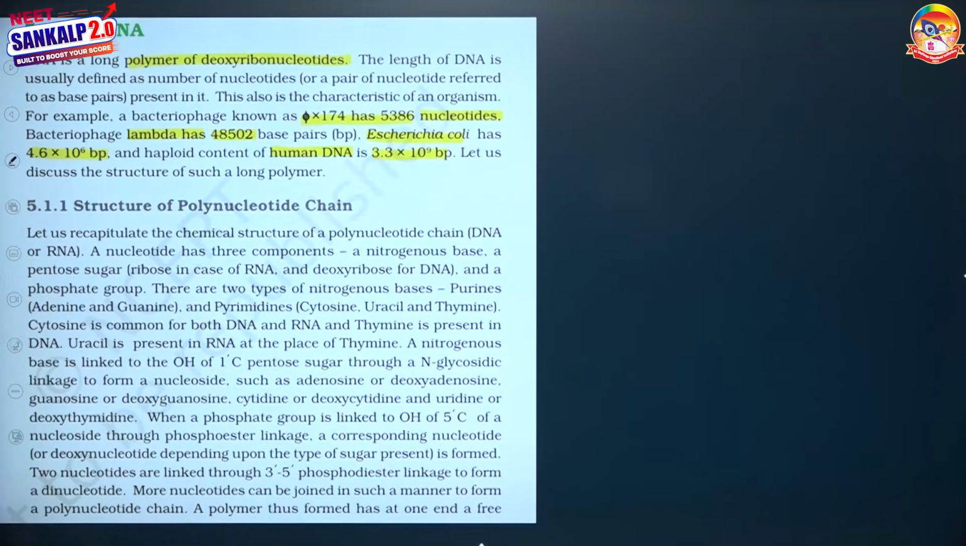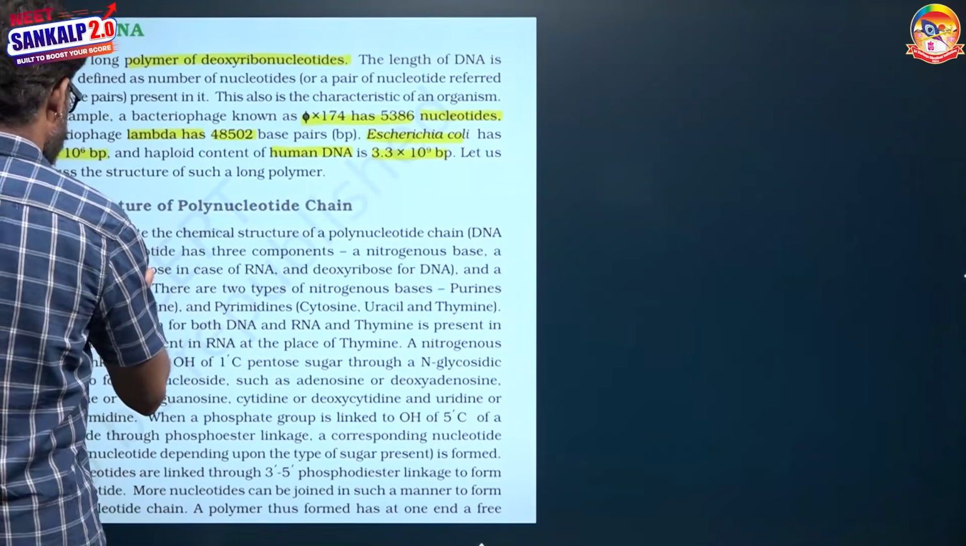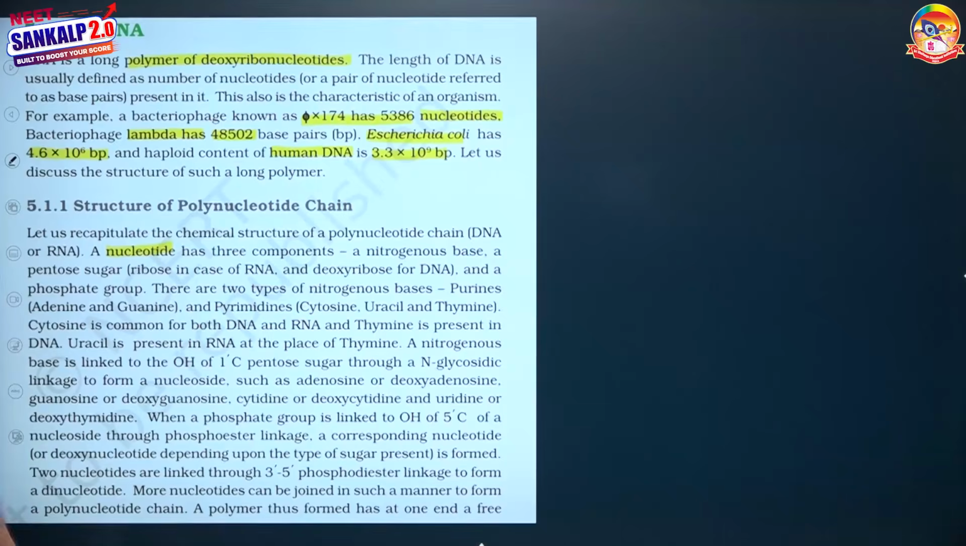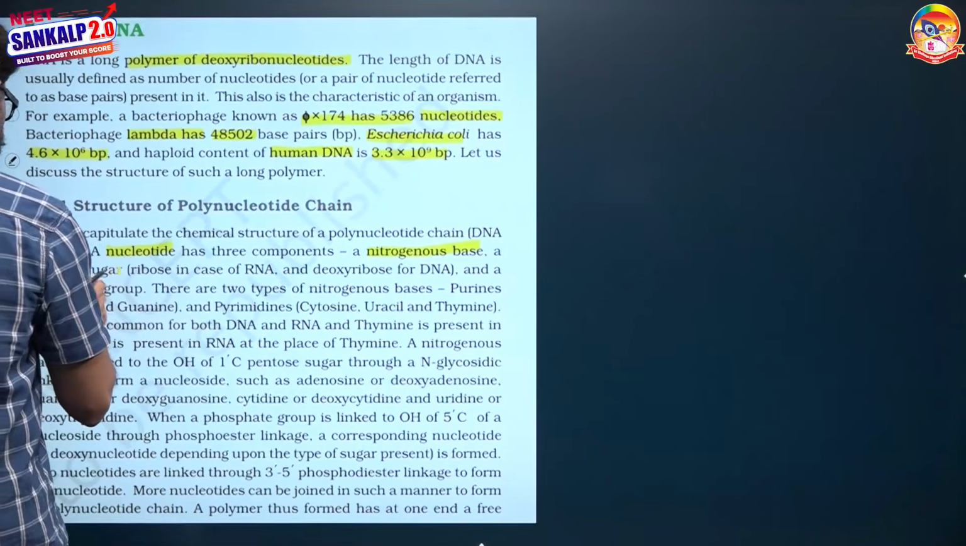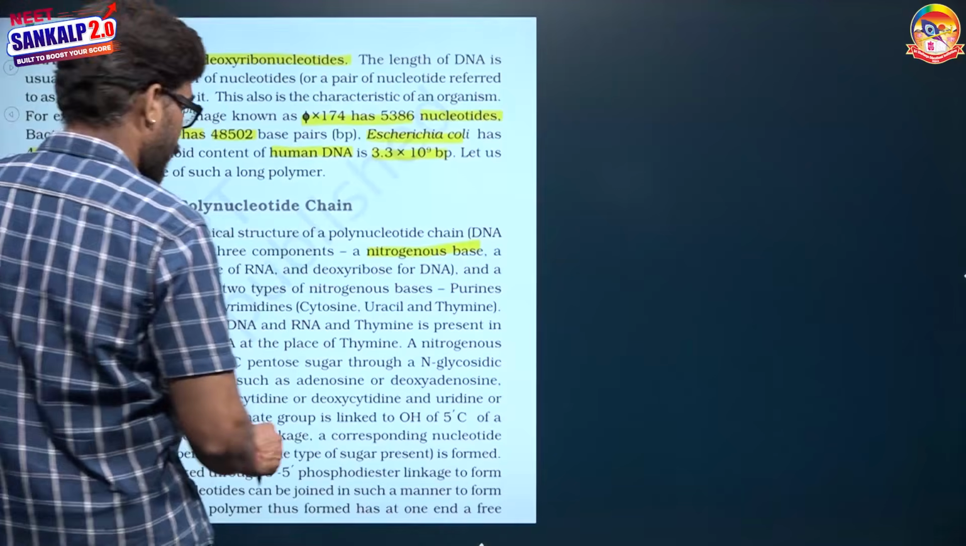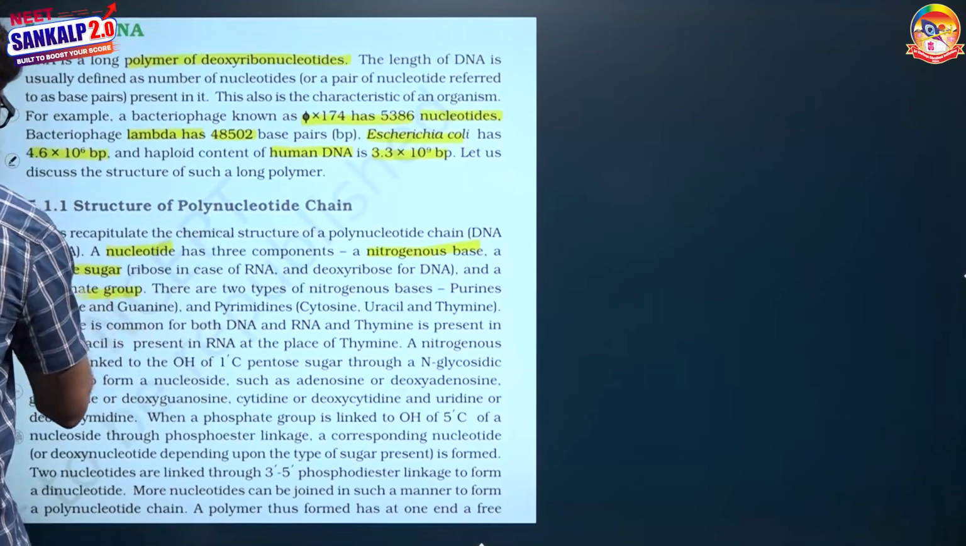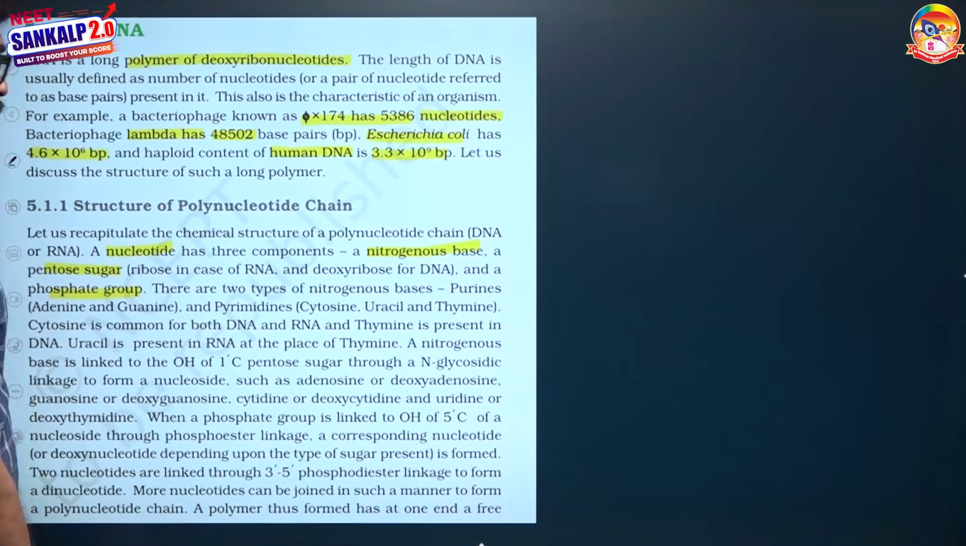Structure of the polynucleotide chain. The chemical structure of the polynucleotide chain: a nucleotide has three components: a nitrogen base, a pentose sugar, either ribose or deoxyribose, and a phosphate group. There are two types of nitrogen bases, as we discussed in chapter 9, purines and pyrimidines. Purines include adenine and guanine; pyrimidines include cytosine, uracil and thymine.